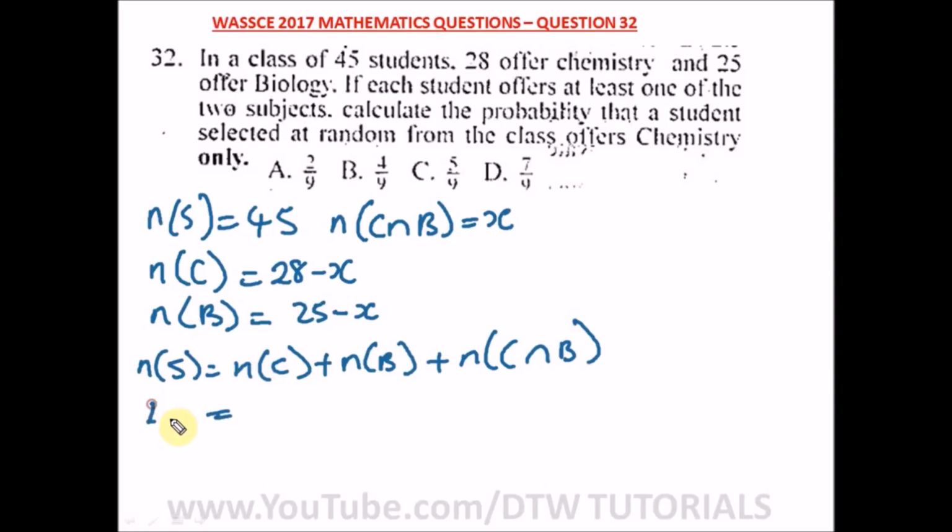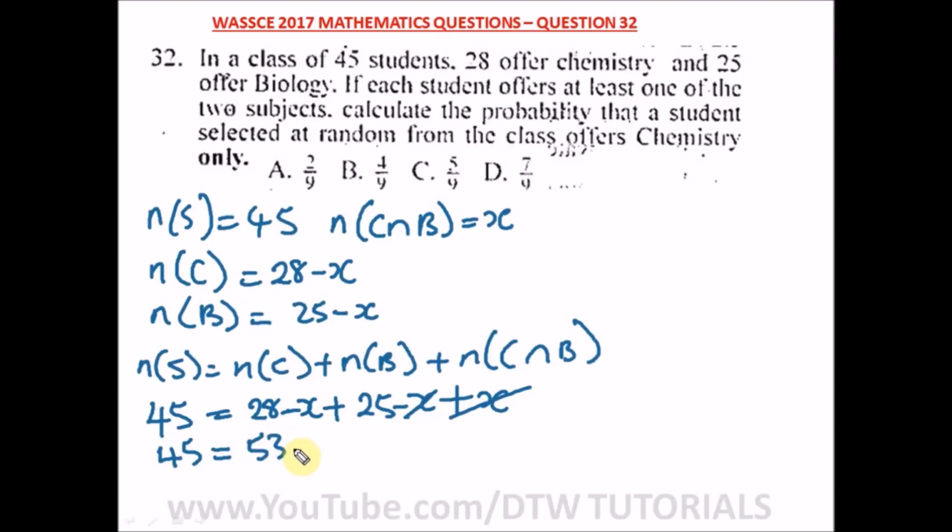We have 45, the total number of students, and n(C) is 28 minus X plus 25 minus X, then C intersection B is X, so plus X. From here, this will cancel out, and we're left with 45 equal to 28 plus 25, which will be 53, minus X. So from here, what can we do?